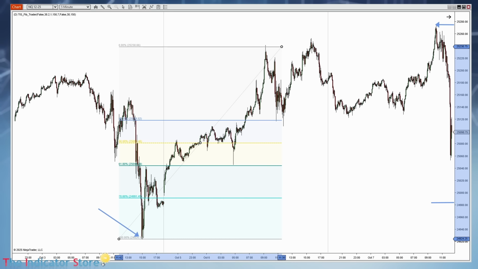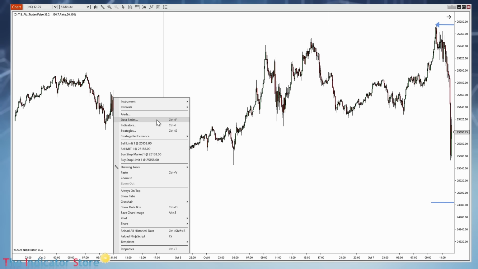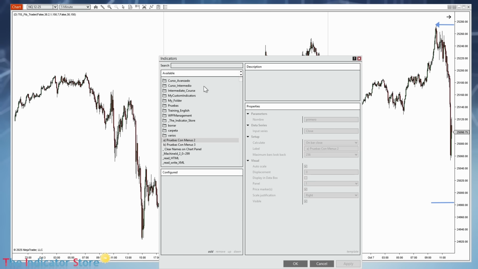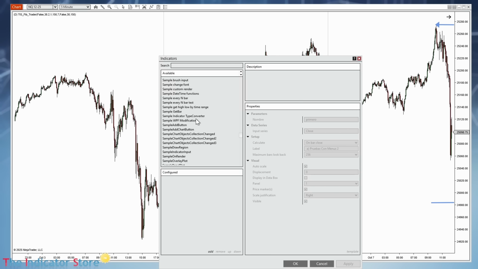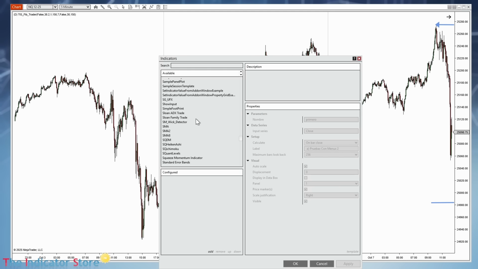And also, we need a way to define pivots. So one of the ways is to use the swing indicator. With the swing indicator, we can define the strength of the pivots. The swing indicator is included with NinjaTrader, so I am going to explain how you can trade this setup manually. Step number one, you need to define pivots.